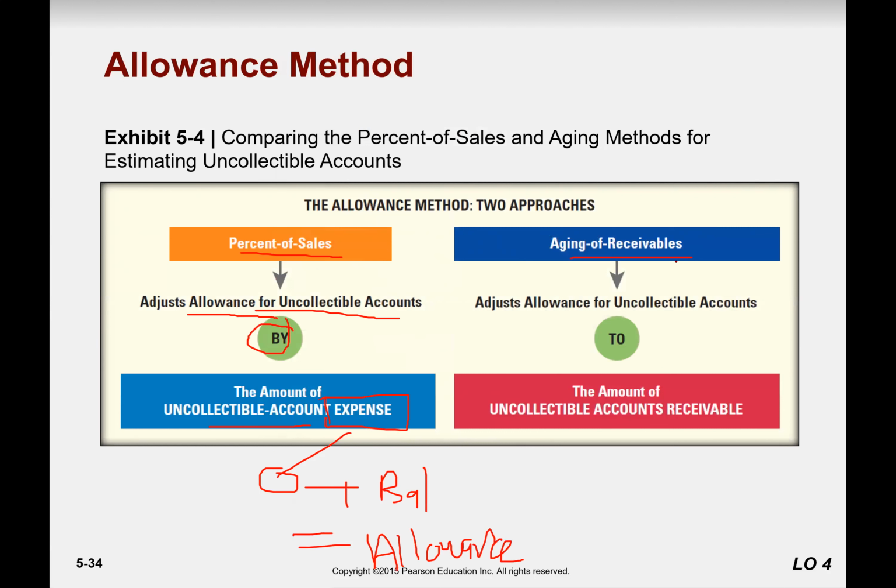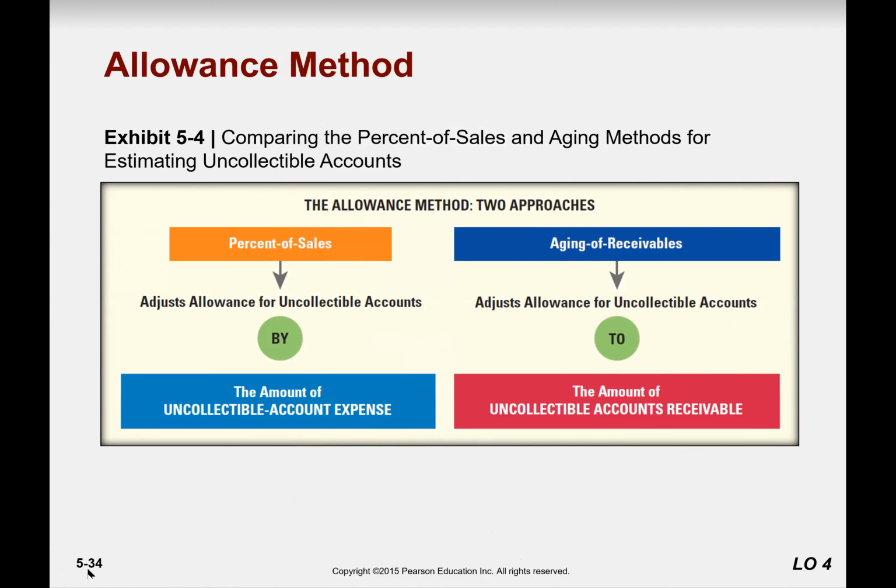But the aging of receivables method adjusts the allowance for uncollectible accounts to the total amount of uncollectible allowance for receivables, right? In that, you need to find out the expense. You just subtract the opening balance, that's it. So that is a small difference. And yes, these two methods are totally different methods, so their values do not necessarily come up with the same numbers. Okay, they can be different values.